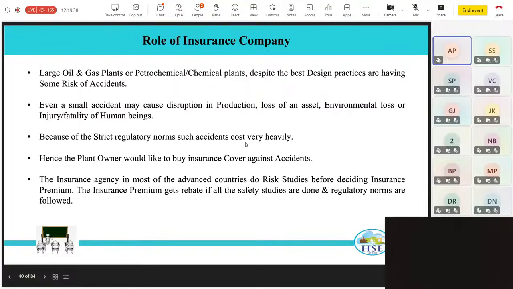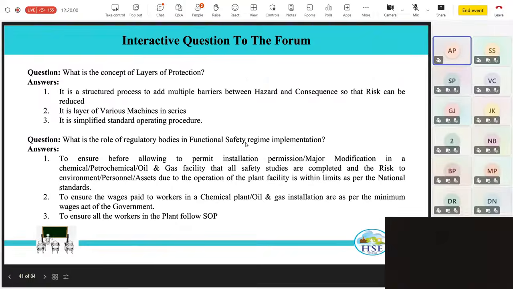Then the plant owner would like to buy insurance cover against accident. The insurance agency in most of the advanced countries does studies before declaring the insurance premium. The insurance premium gets a rebate if all the safety studies are done and regulatory norms are followed.